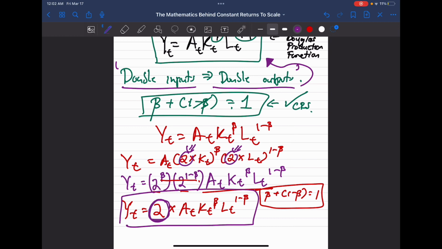And before I forget, I should remind you that constant returns to scale only happens if the exponents, in this case beta plus 1 minus beta, equal 1. When that happens, then you can prove this whole bit here.